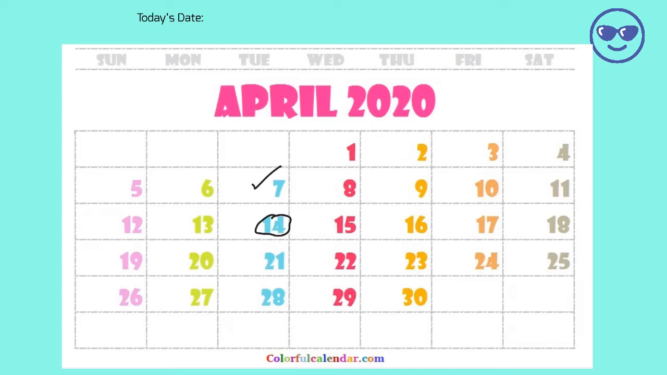What would the date be in 2 days? Yes, it would be April 16th. How many days until the weekend? Get ready. Yes, 3 days.